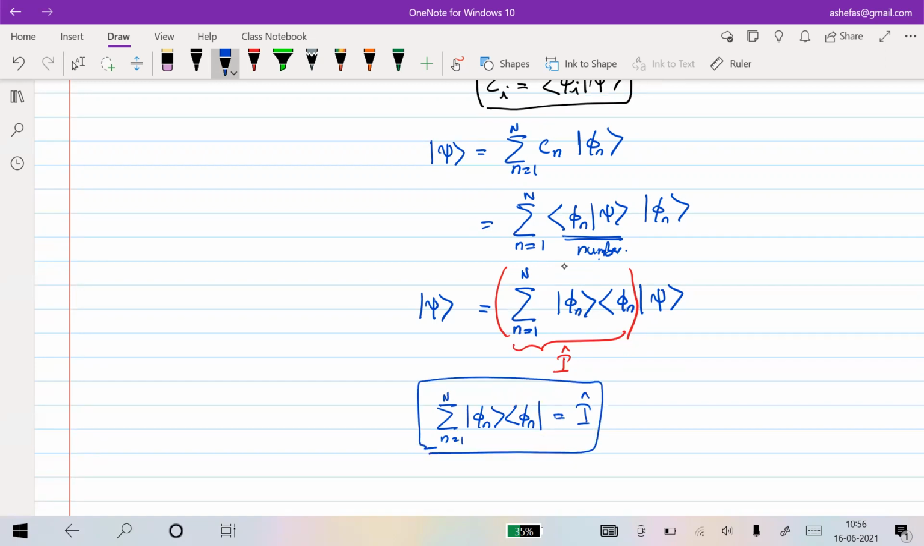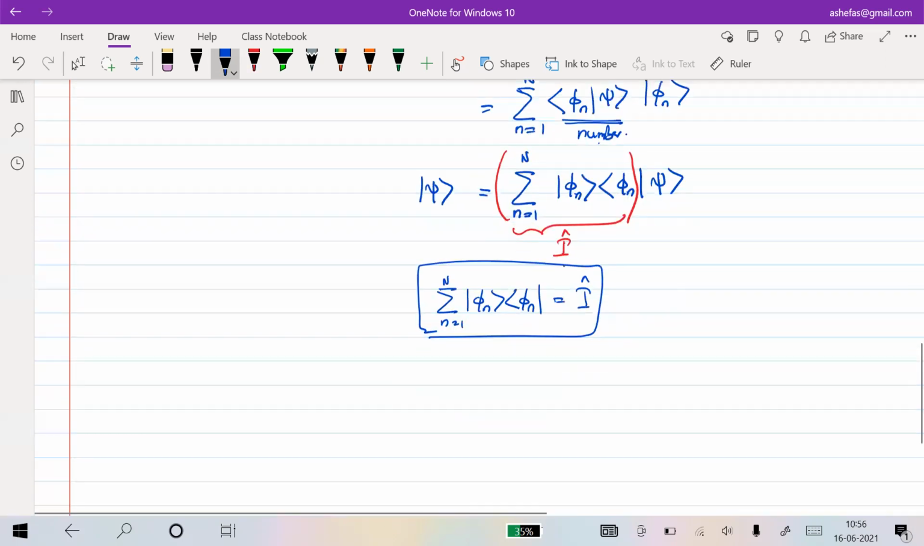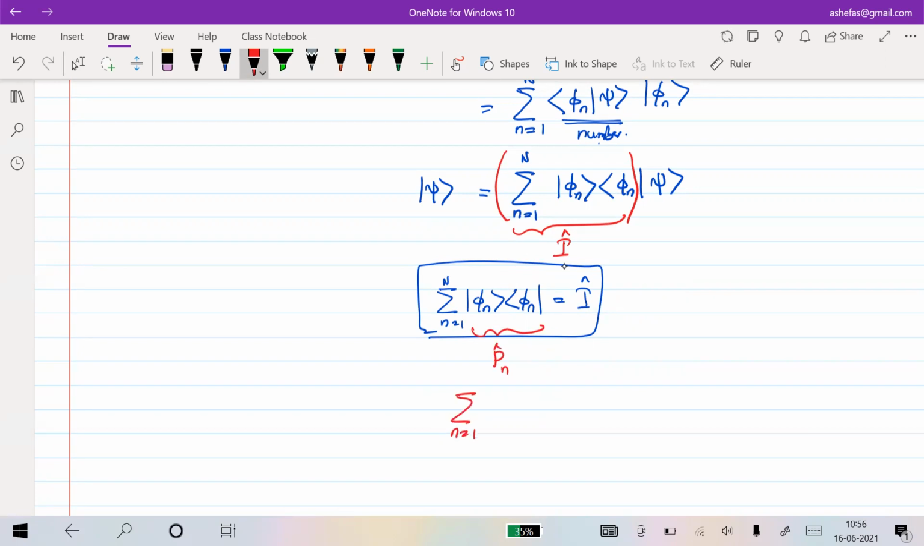Now, what is this actually? This outer product we can call the projection operator. This outer product is nothing but the projection operator of the nth basis vector. Therefore, the sum over n equal to 1 to N of all the projection operators would be the identity. So this is nothing but the completeness of the basis.